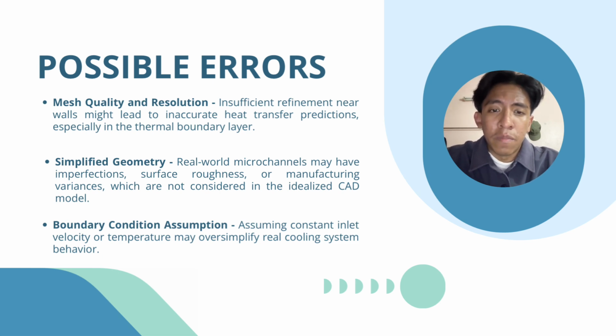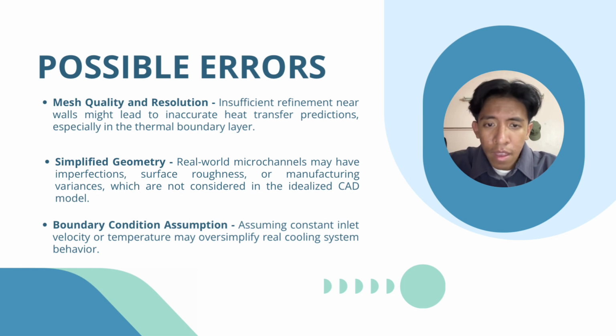And our last error is boundary condition assumptions. Another important source of error comes from the assumptions made in boundary conditions. For example, we applied a constant velocity and temperature at the inlet and defined adiabatic walls for the sides of the microchannel. While these assumptions help simplify the simulations, they do not always reflect real-world scenarios where temperature or flow rates may fluctuate and heat can leak to the surroundings. So these idealized conditions may affect the accuracy of the predicted pressure drops and also temperature profiles.